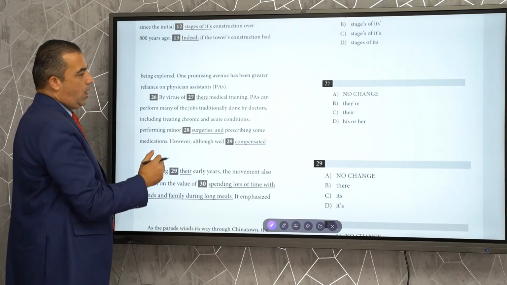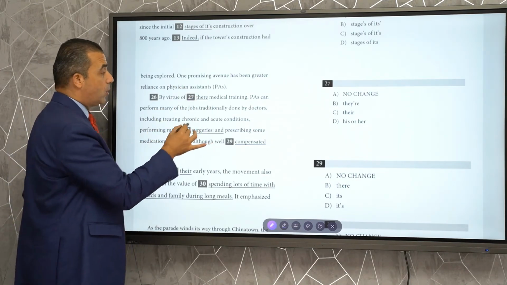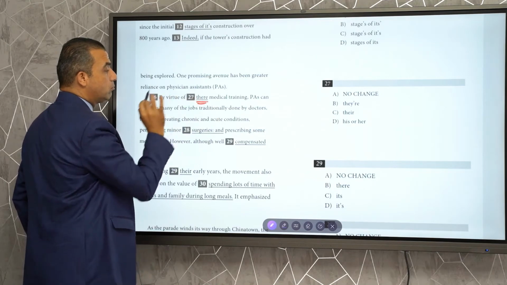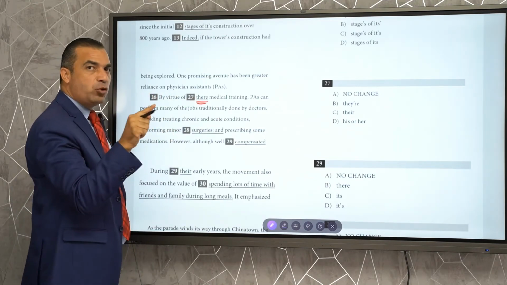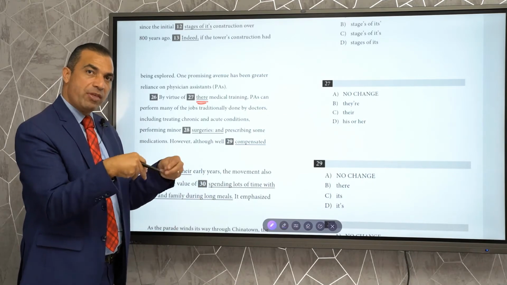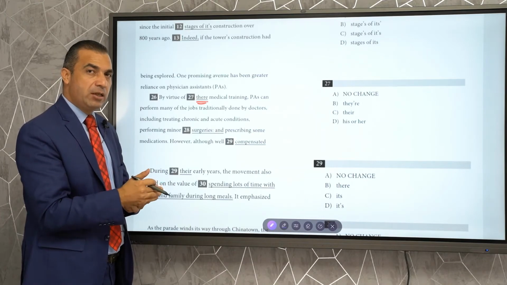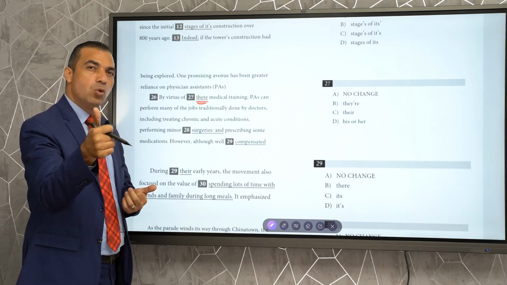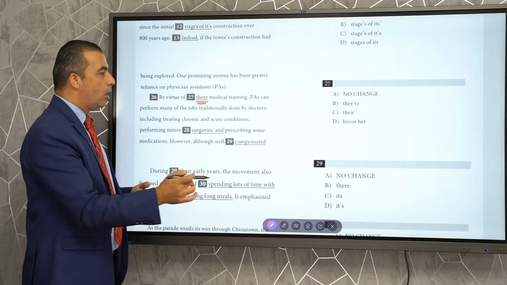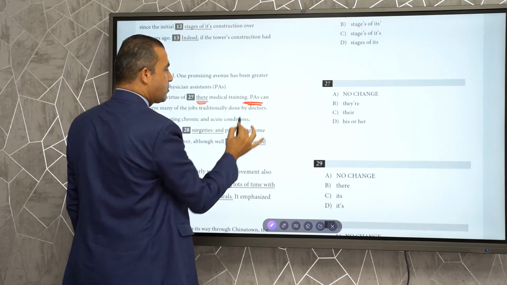So, here again, he started the sentence with what? With the pronoun. And you have to look for the antecedent. You have to look for the noun that goes with the pronoun. And what is the noun here? What is your antecedent? Excellent. What is after the comma? What is after the comma is PAs.